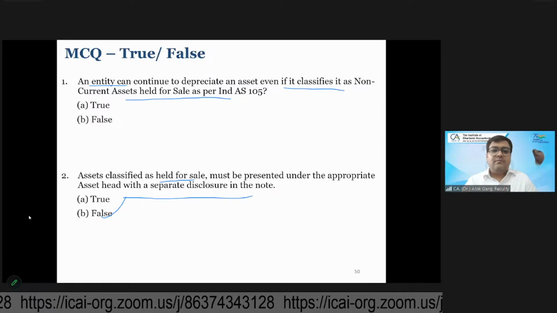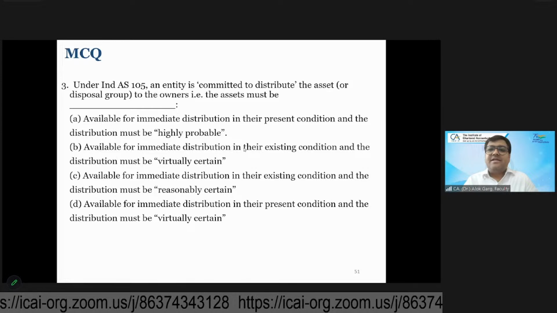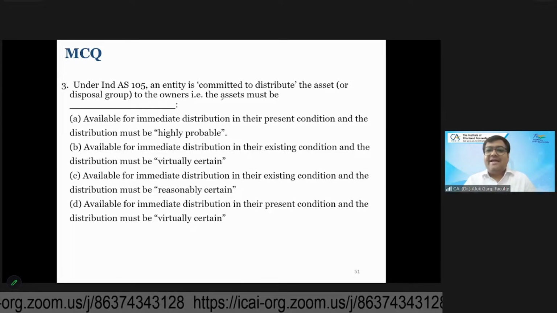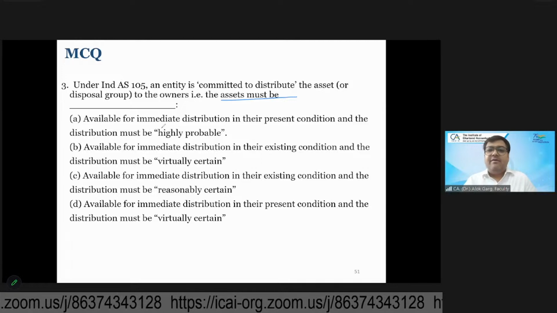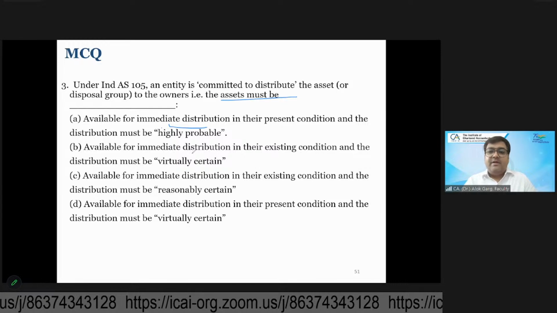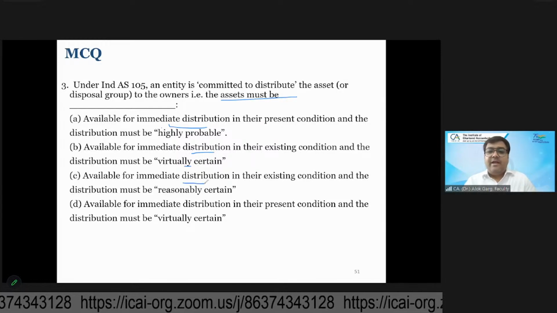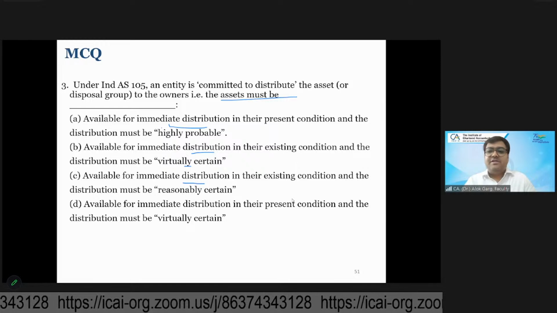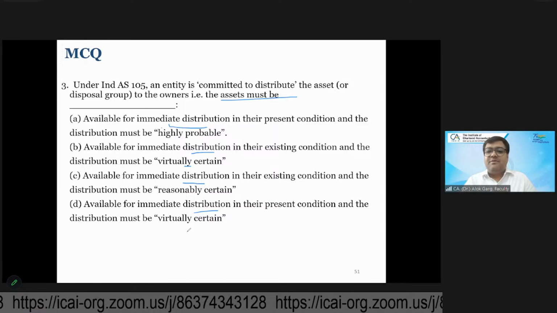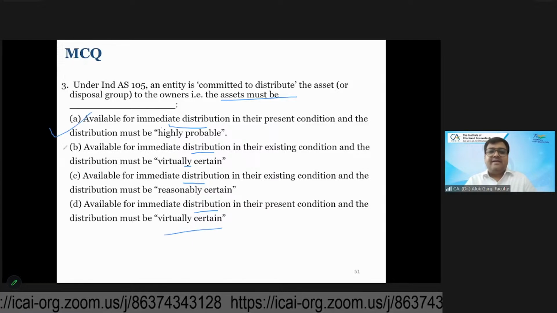Under Ind AS 105, if an entity is committed to distribute the asset or disposal group to the owners, the asset must be, what is the right answer? A: Available for immediate distribution in their present condition, and distribution must be highly probable. B: Available for immediate distribution in their existing condition, and distribution must be virtually certain. C: Available for immediate distribution in their existing condition, the distribution must be reasonably certain. D: Available for immediate distribution in their present condition, distribution must be virtually certain. What is the right answer? A is the right answer. Correct.